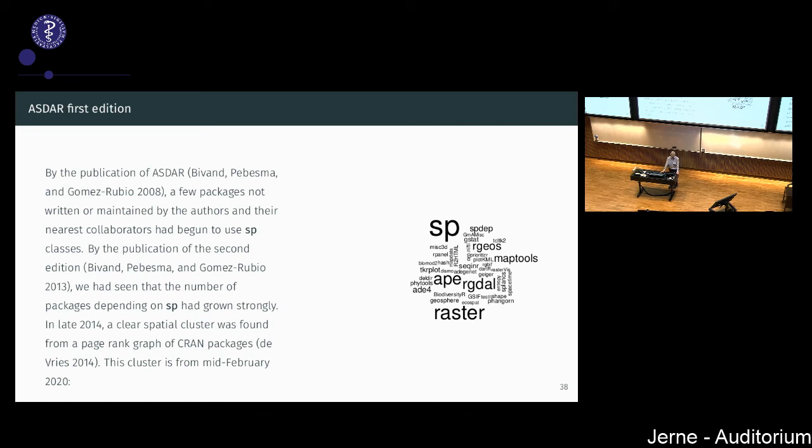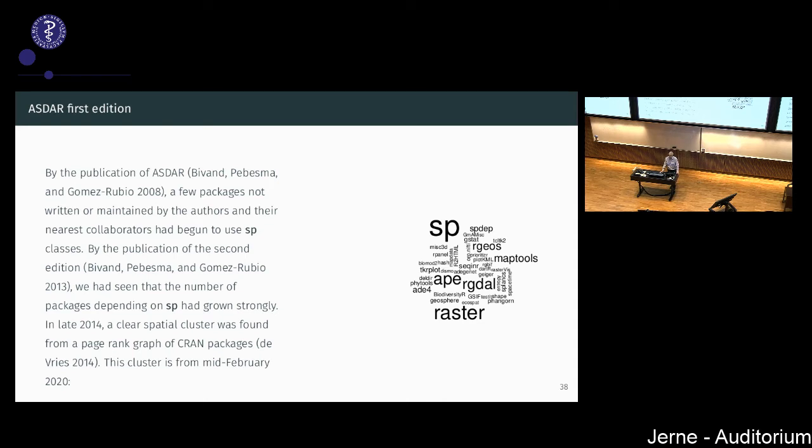Now the shock was we realized by the second edition of our book in 2013 that the number of packages which were depending on sp had rather increased, because we had in the first edition in 2008 a really nice little tree showing the reverse dependencies from sp. We would need a four times fold-out to get the figure legible in 2013. In 2014, Andre de Vries did a PageRank graph of CRAN packages, and this is a view of the cluster, including Bioconductor, where sp is there.